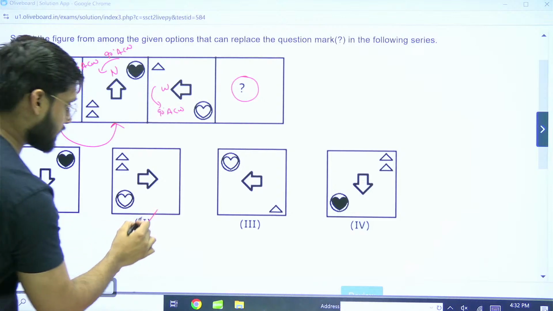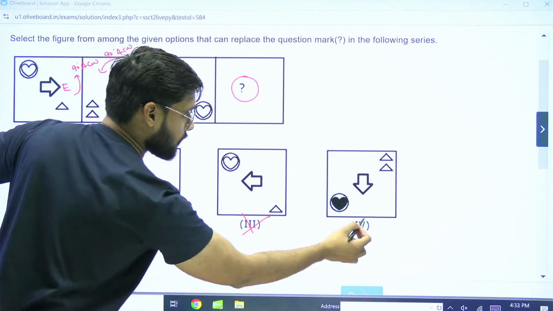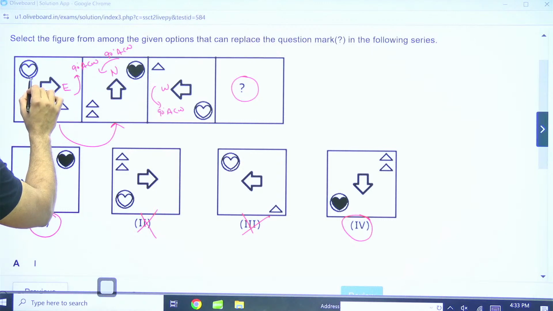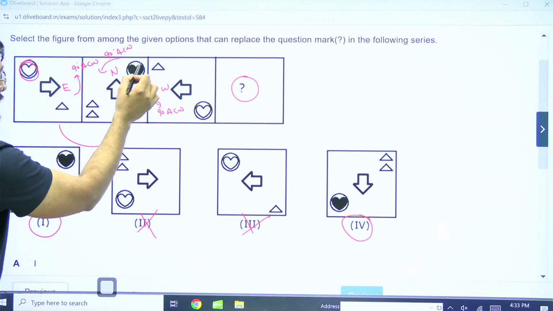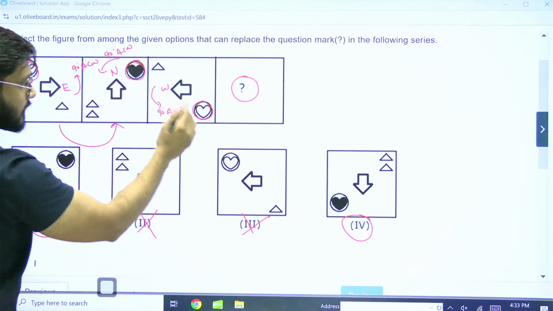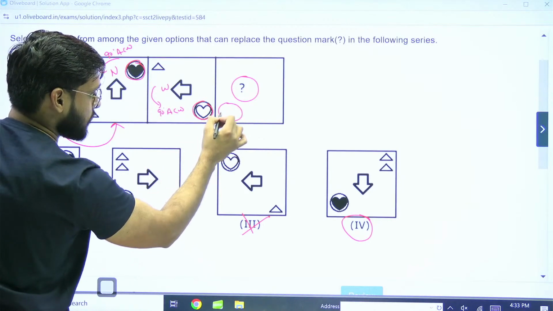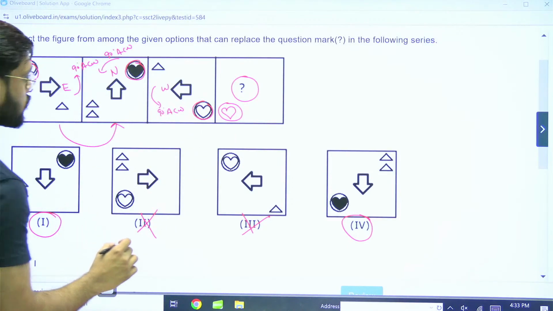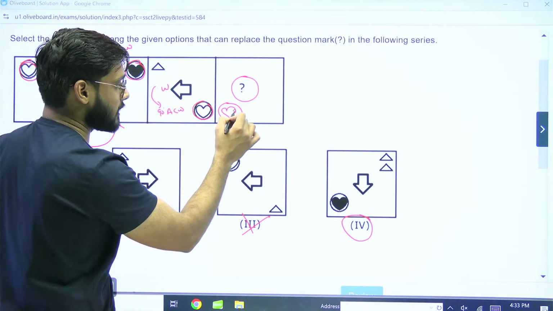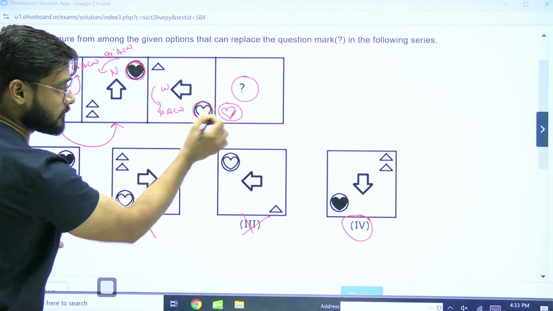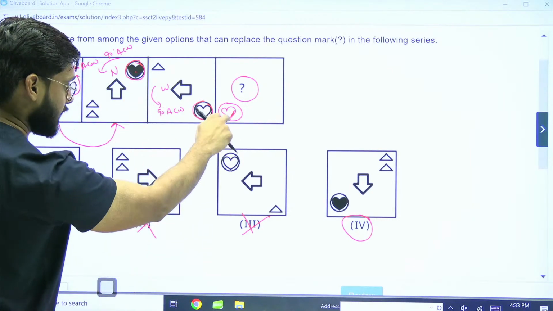So the second option and third option are wrong. Fourth can be right, first can be right. See the position of this circle and heart. This was at this corner, left top corner, then right top corner, then bottom right corner. One position shifting. So this circle and heart should come over here like this. And the heart should be the shaded one, because it goes unshaded, shaded, unshaded and shaded. So the shaded heart and circle should come over here.